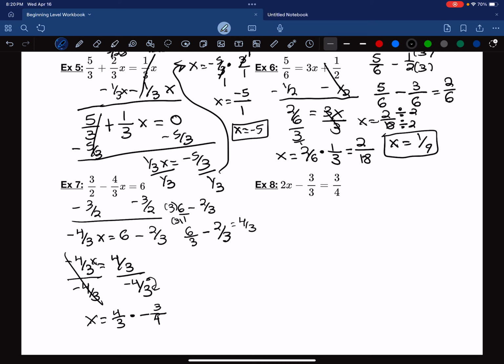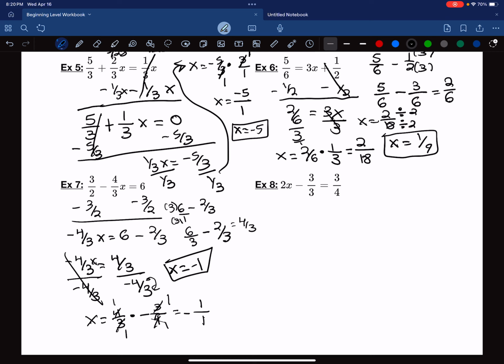And then what you'll notice is we can cross reduce both these 4s and get 1 because we're going to divide by 4. And then we can also cross reduce both these 3s and divide by 3. So you got 1 times 1, which is 1, and then 1 times 1, which is 1. And then we can't forget this negative, and then 1 divided by 1 is 1. So x equals negative 1.